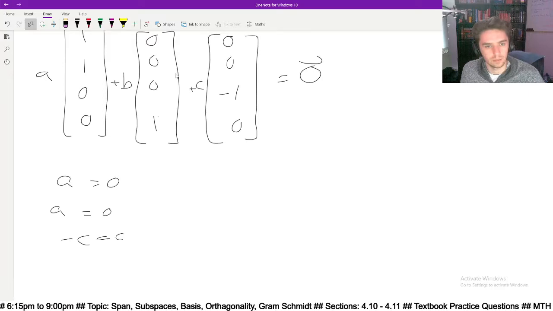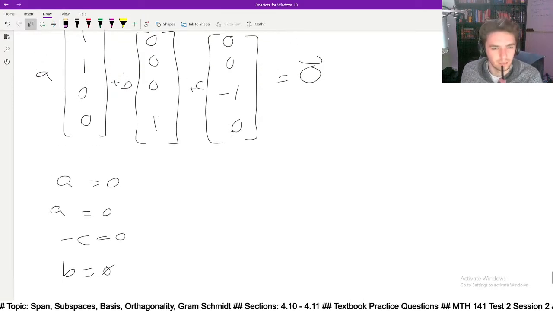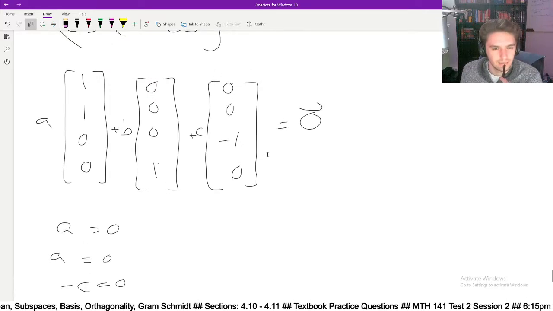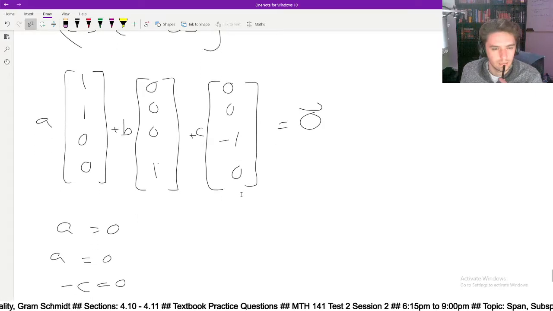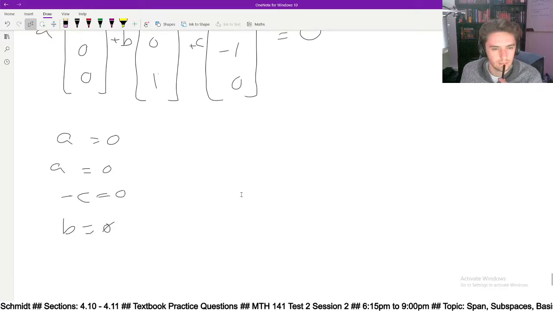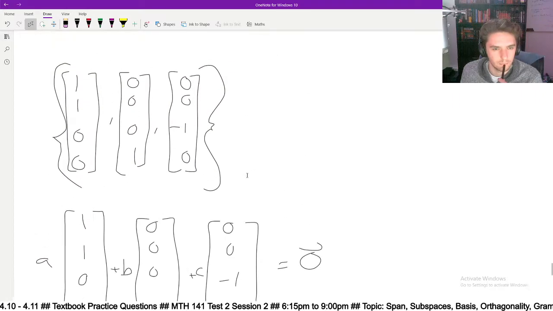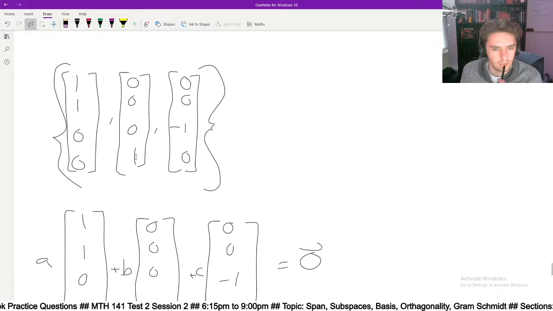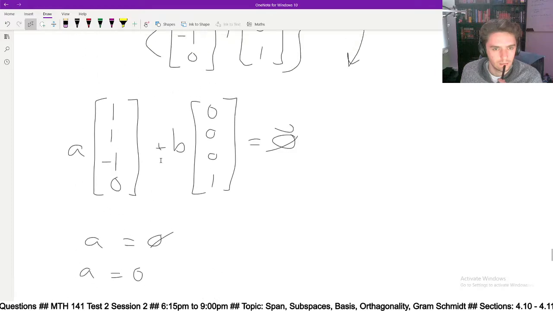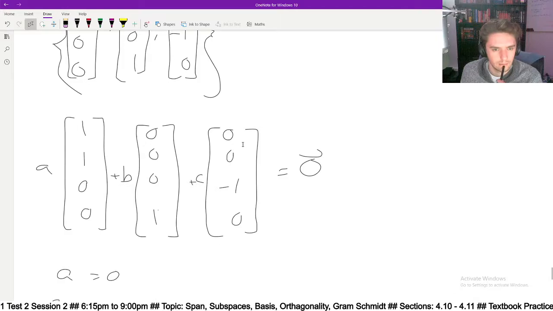Negative c equals 0. Oh, okay. B equals 0. Okay, hold on. We ran into something. B equals 0. Zero. Well, yeah, this also gives me that. So what am I explaining wrong then? That's our set. How can that possibly be?